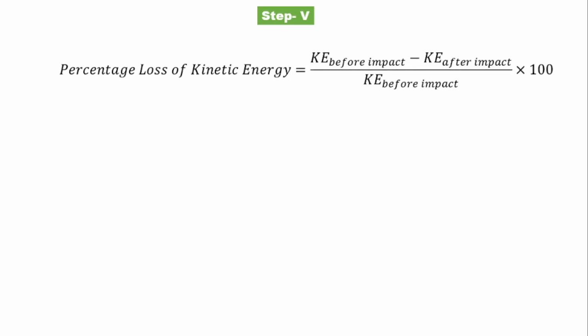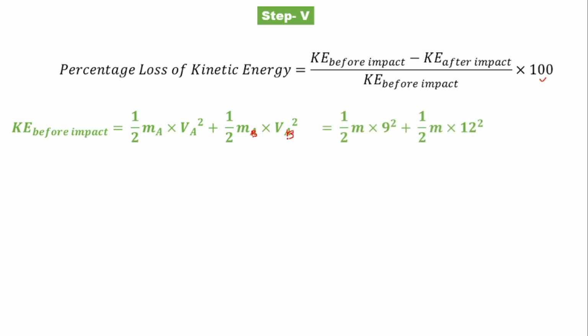So in step 5 we will find the percentage loss of kinetic energy. The formula is kinetic energy before impact minus kinetic energy after impact, divided by kinetic energy before impact, into 100 for the percentage. The kinetic energy before impact is the addition of both the masses. The formula for kinetic energy is half into mass into velocity square. So it is equal to half ma va square plus half mb vb square. So the second body should be considered here.